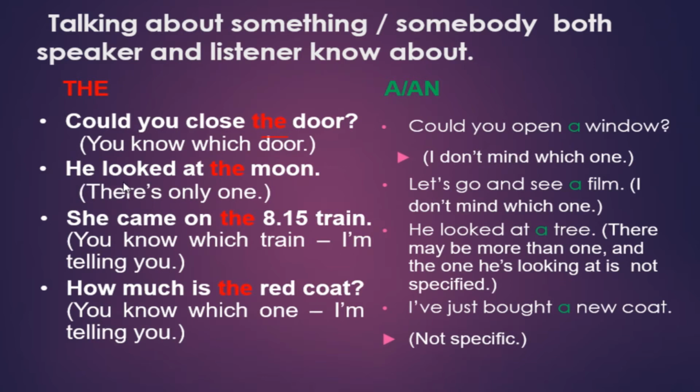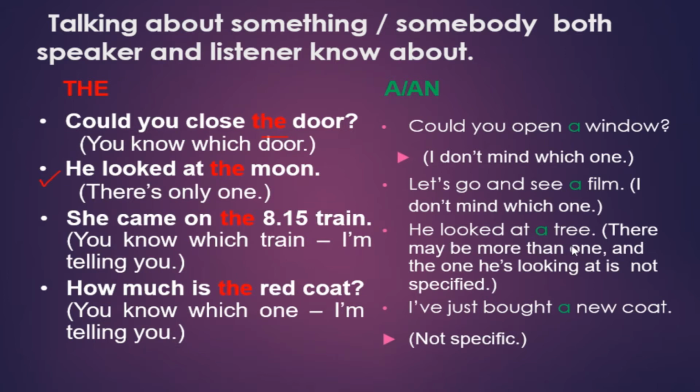See this one, he looked at the moon. He looked at the moon. That means there's only one moon, and you know what I'm talking about. Okay, let's go and see a film. But this film is not a single one. I don't mind which one. That means any film can be. She came on the 8:15 train. That means you know which train I'm telling about.